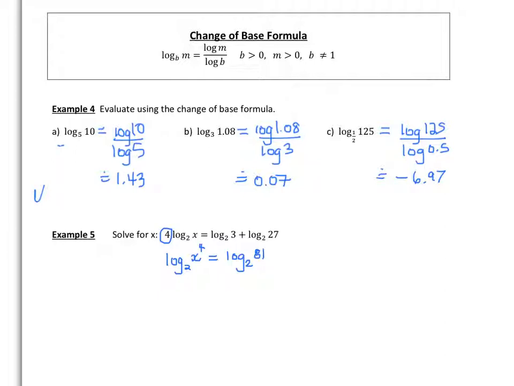So we're saying the exponent we put on 2 to get x to the exponent 4 on the left-hand side is the same as the exponent we put on 2 to get 81. So if that's the case, then x to the exponent 4 must equal 81. And therefore we know that x is the fourth root of 81, which is 3.